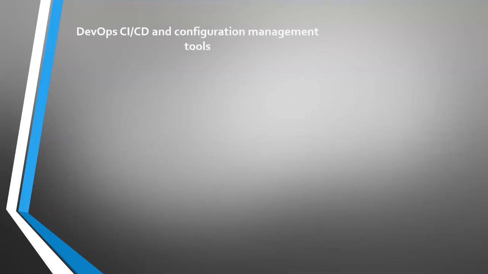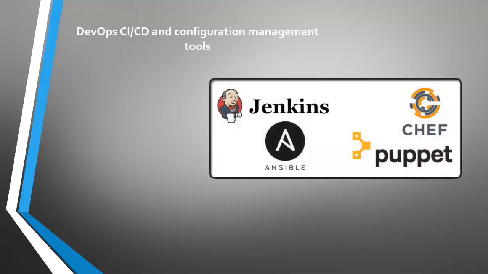DevOps CI/CD and configuration management tools. There are many tools like Jenkins, Ansible, Chef, and Puppet available in the market, which are the CI/CD and configuration management tools. While every tool in this list contributes to CI/CD in some way or another, the following solutions are dedicated to continuous integration and delivery through automation.